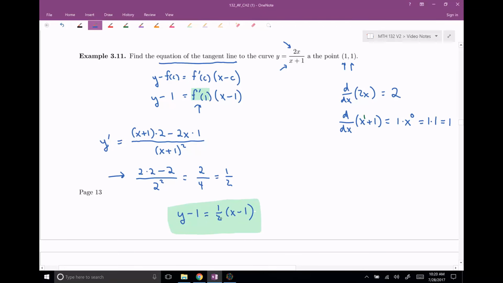If you can't resist, you can certainly distribute and resimplify and solve this for y equals. Again, I wouldn't say it's required because it's a lot easier for me to grade this, right? I can see what your slope is. I can see what point, what is your c value and f of c value. So it's actually more convenient for me to grade something like this. But again, if you'd like to solve for y equals, you certainly can. Just make sure you don't make a mistake, right? That would be a shame.